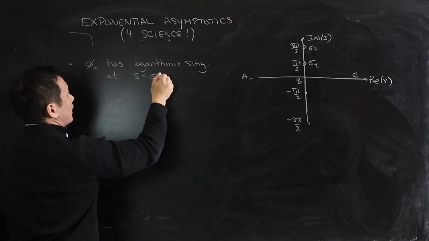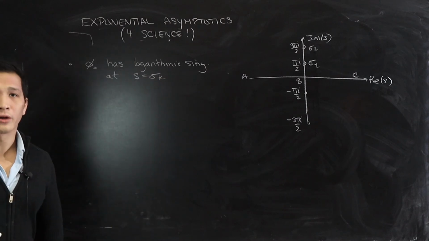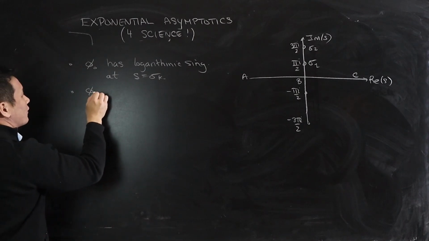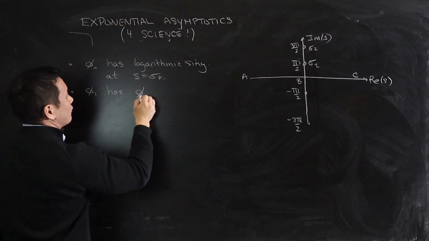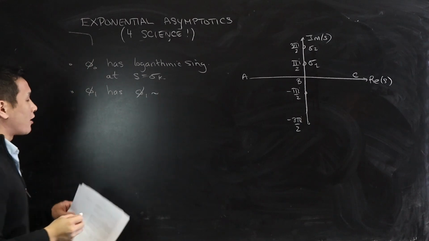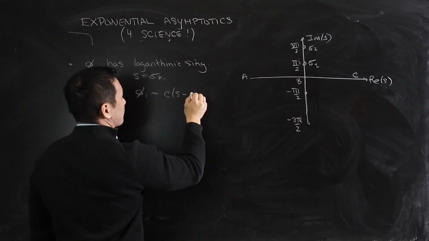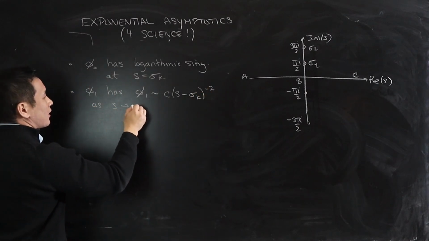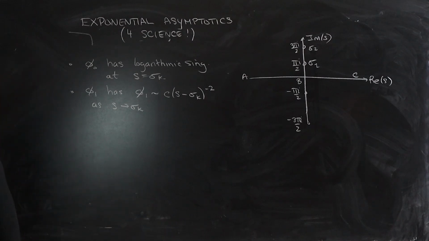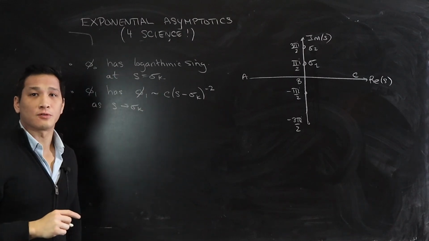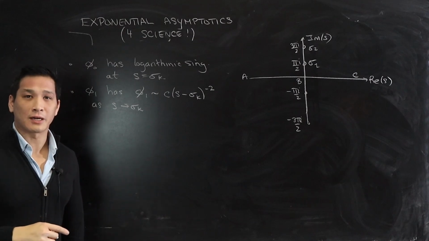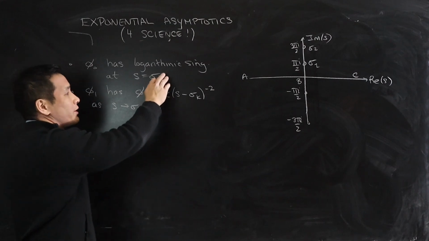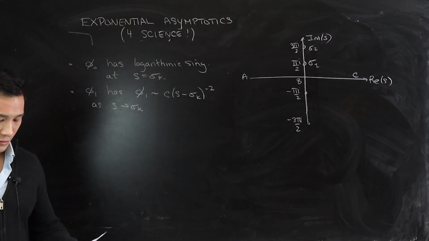At s is equal to sigma k. And then I can go to one order higher and check what the singularities are in phi 1. And I can double check that phi 1 has the behavior of a constant times s minus sigma k to the minus 2 as s tends to sigma k. So you can see from this trend, at least just from these first two terms, that the singularities do seem to be getting worse as you go to higher order. It started off logarithmic, which is quite a weak singularity, and then it's getting worse.